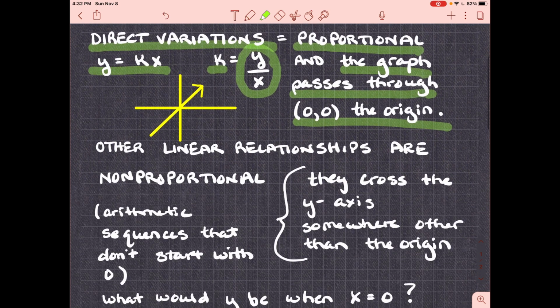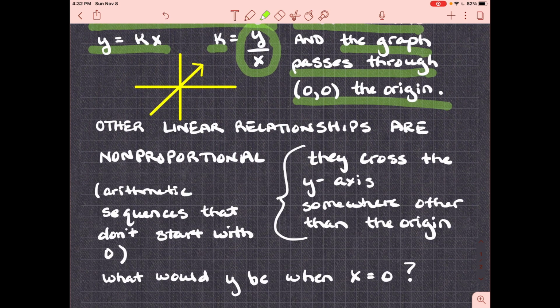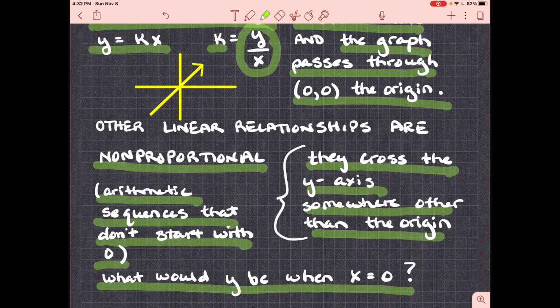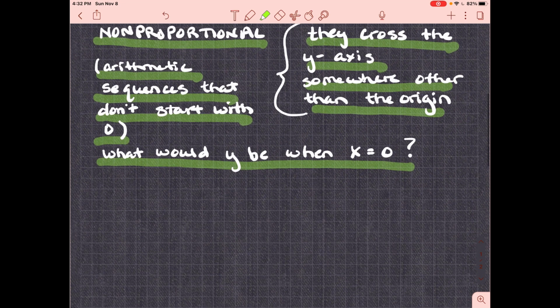So other linear relationships are non-proportional because they cross the y-axis somewhere other than the origin. They have a y-intercept other than 0. And so we saw some of these arithmetic sequences that don't start with 0, and we put those into equations, so we might be able to use that formula a little bit. But basically what we have to explore is, what would y be when x equals 0? The reason we need to know that is it's going to change our equation a little bit.